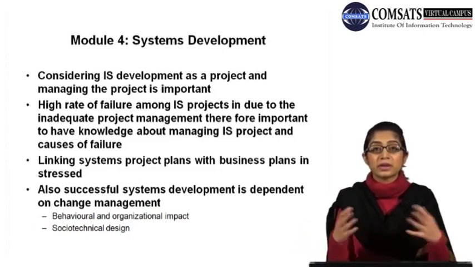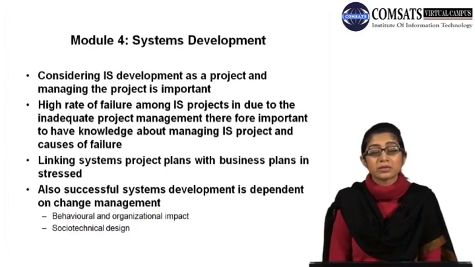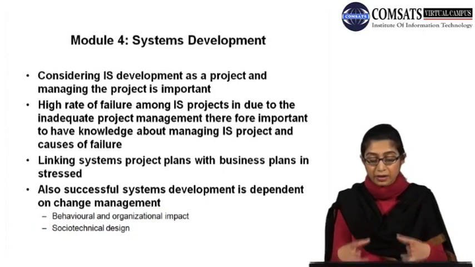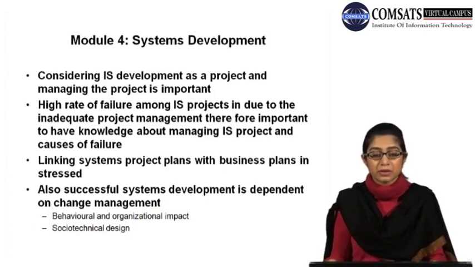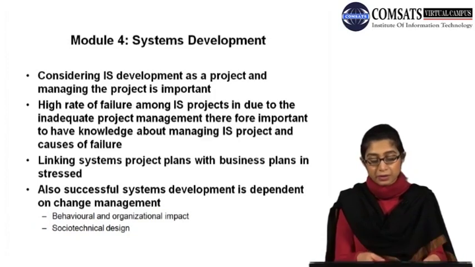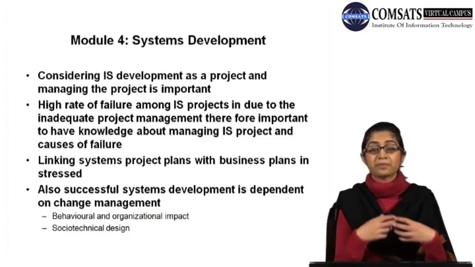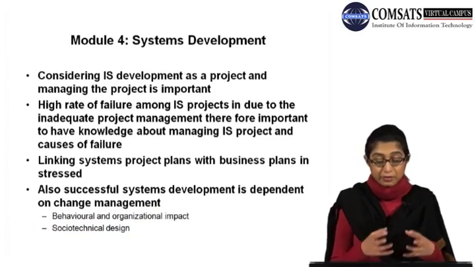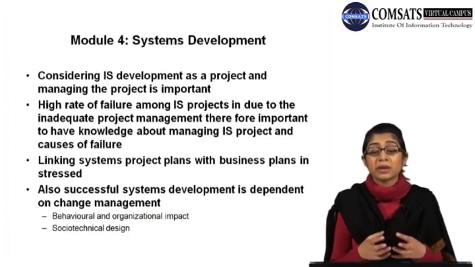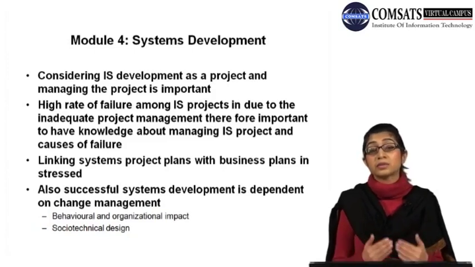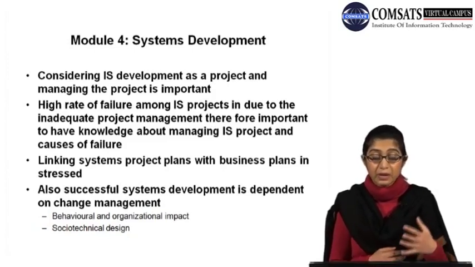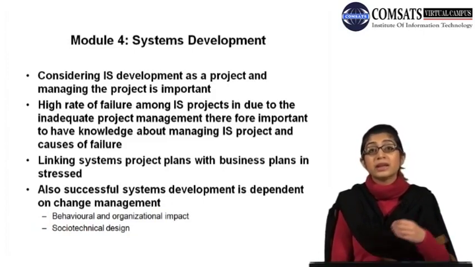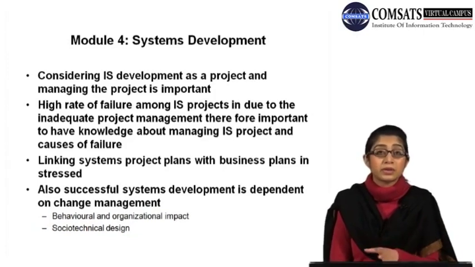Then we moved on to a very different chapter, जिसमें module 4 था, that was about systems development. That is कि we started looking at how the information systems are developed, और उसके different phases क्या थे. So the first step in doing so was to say that we have to consider the information development as a project and manage the project, and we said that managing the project is important. This is what we learned in that chapter, and also learned that a high rate of failure among the information system projects is due to inadequate project management.